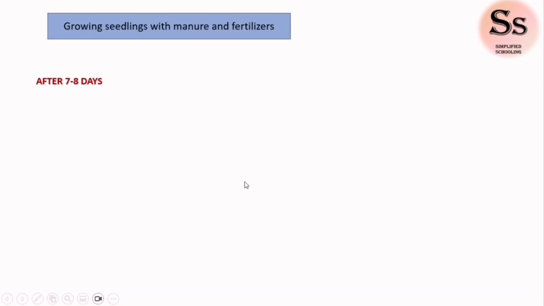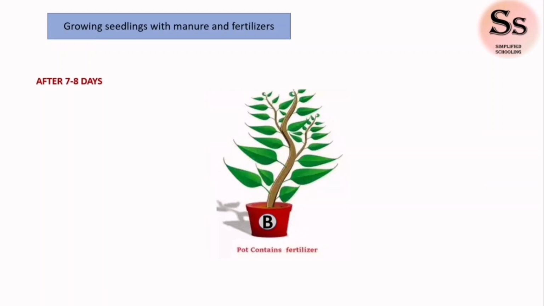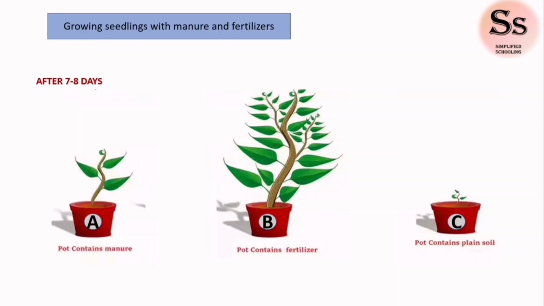You will notice that the plants in all the glasses did not grow at the same pace. Among all 3 glasses, glass B, the glass containing fertilizer, showed better and faster growth of the plant, and glass C, the glass without any urea or manure, showed the least growth. Both manure and fertilizer perform the same role in providing nutrients to the crop, but they bring different benefits.